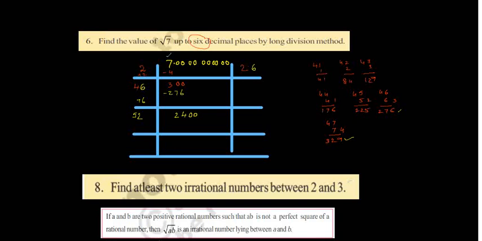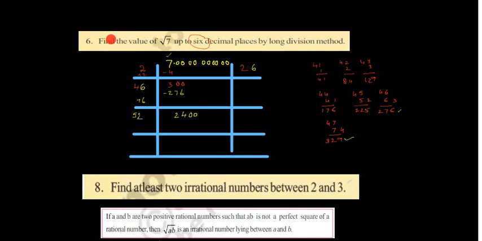Welcome back to exercise 1.2. Today we are going to solve the remaining problems in exercise 1.2. First you may observe the sixth question. What is there? Find the value of root 7 up to 6 decimal places by long division method. That means we may find the root 7 value with the long division method.